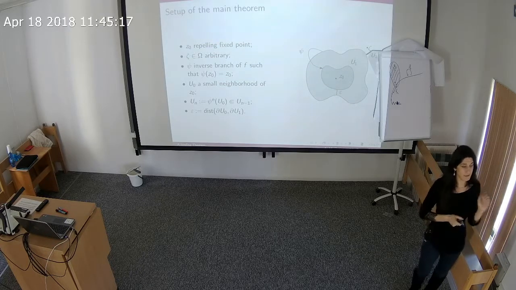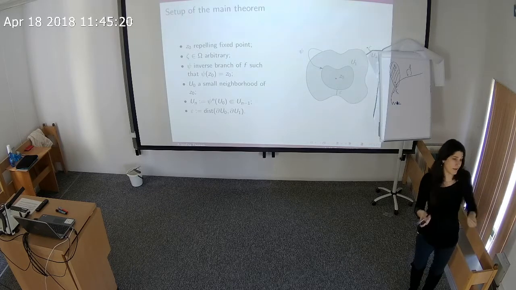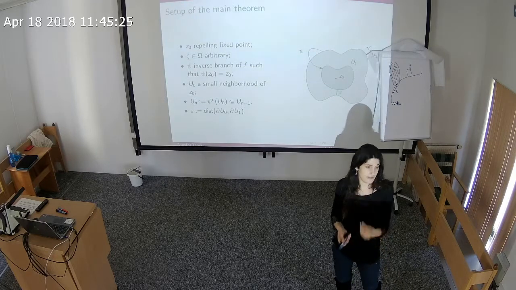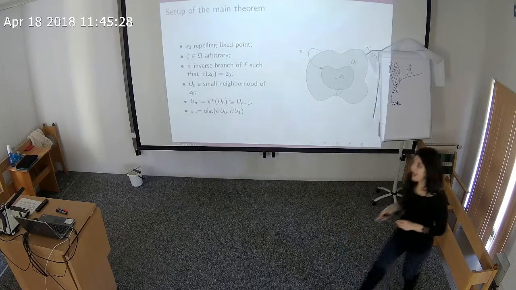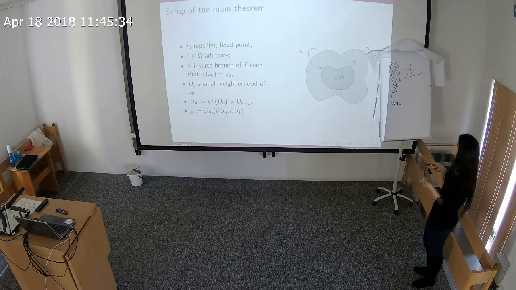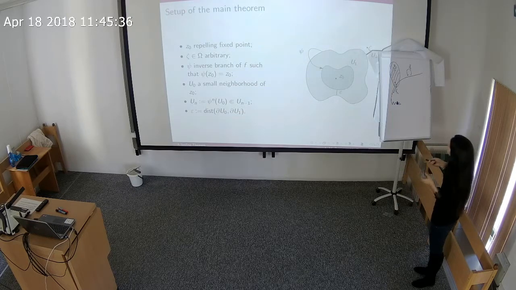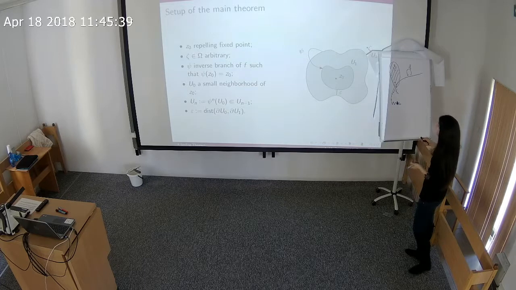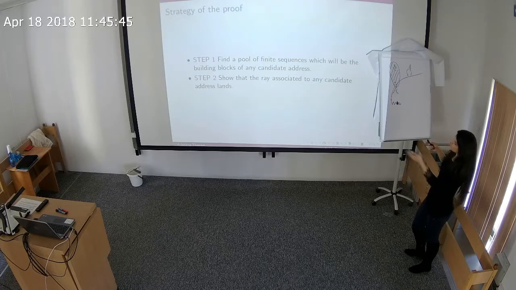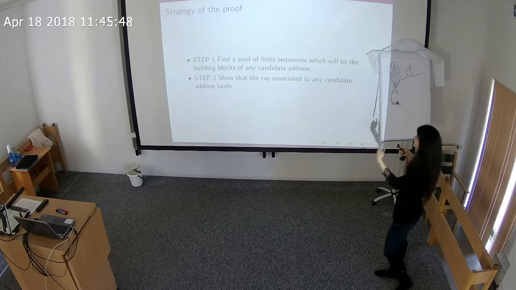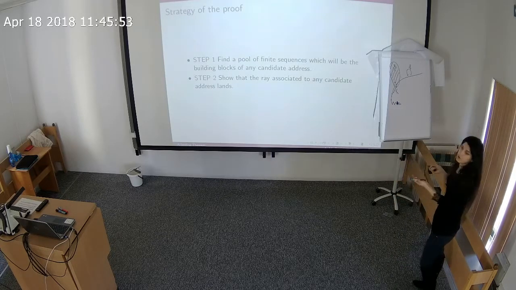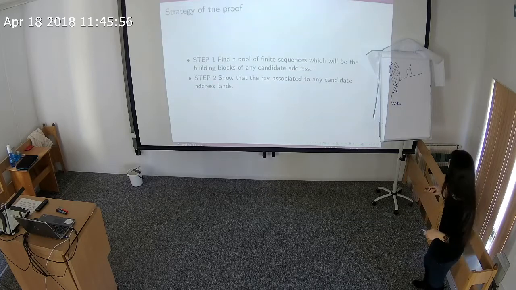The first one is to find a candidate address. You want to construct a ray which lands there. So you need to first understand which ray may have a good chance of landing there, and then to show that this ray actually does land there. And of course, I'm not giving you any details, but to construct a ray, you basically start with some approximation of rays that I am not going to talk about. So the first thing you want to do is finding a candidate address, and the second thing to do is you want to show that this ray with this candidate address actually lands there.